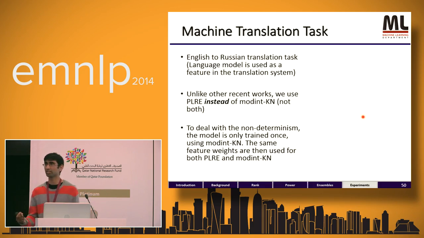So lastly, we have a machine translation task. The language model is used as a feature in the translation system. And so our goal is to compare single language model to single language model. So we don't use both our feature and the KN feature. We just use one or the other. And to deal with some non-determinism, basically, the way you learn the weights uses a lot of randomness. So we actually only train the weights once using the KN, and then I use the same weights for both PLRE and KN.